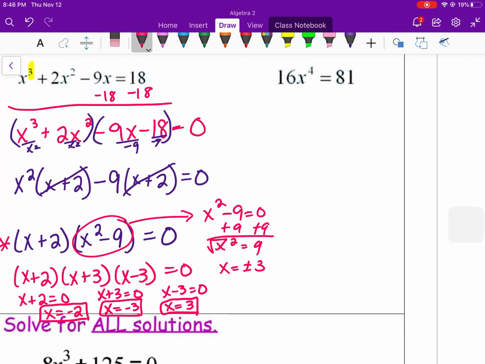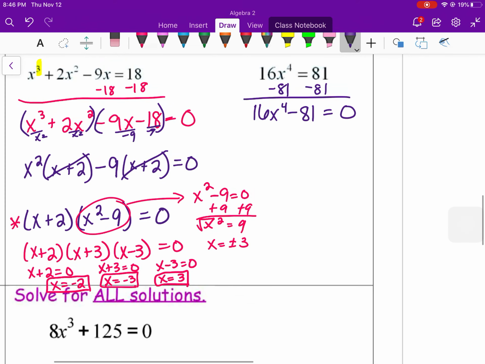But in general, try to factor it down as far as it can go. Okay, so this one we're going to start by getting it equal to 0. So I'm going to move that 81 over. And then 16 and 81 are perfect squares, so is x to the 4th. So the first way it factors is going to be 4x squared minus 9 and 4x squared plus 9.